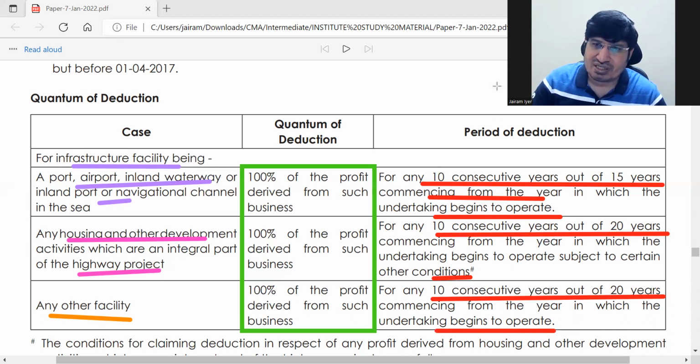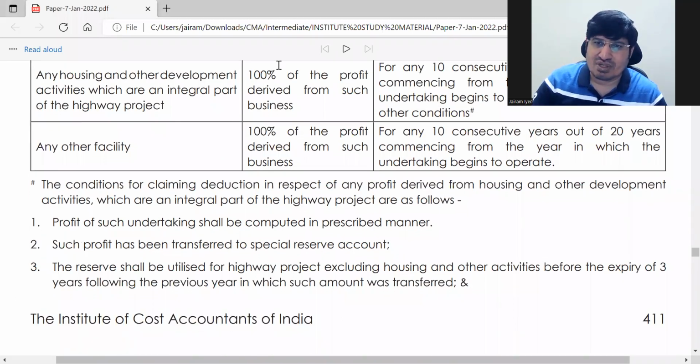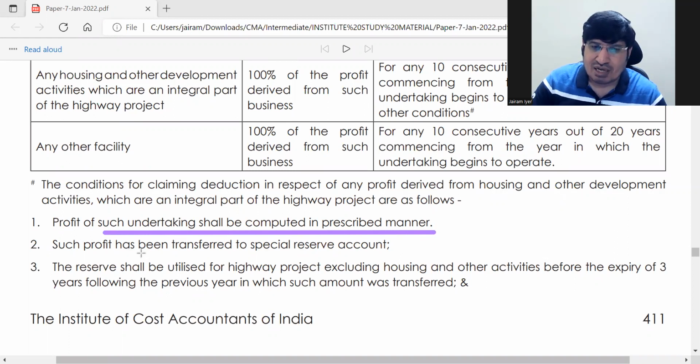For the housing project, there are some conditions. It's only there for the housing project, that's all. Highway plus housing project. So the conditions are: profit shall be computed in the prescribed manner. Profit must be transferred to a special reserve account. Every year when you get profit, first transfer it to the special reserve account. And utilize the special reserve account, the profit which you have transferred, for the highway project excluding housing.